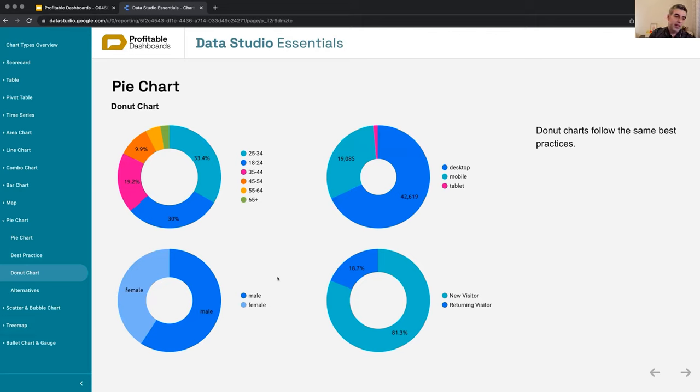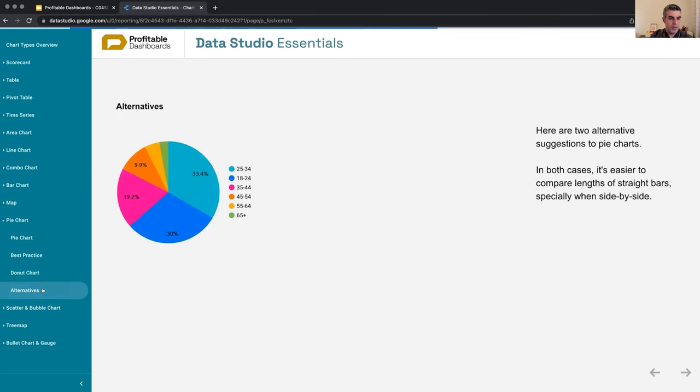Alternatives. Now, to be honest, this is one of the only okay ways of showing the distribution of values within a dimension. So if we have a single dimension, like number of users, we want to see how the distribution is towards 100% between new and returning visitors, between different devices. Pie chart is one of the only viable options. So if you're not going to use pie chart, what are the alternatives?